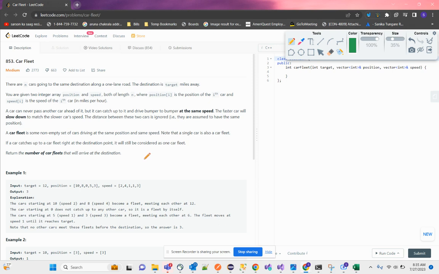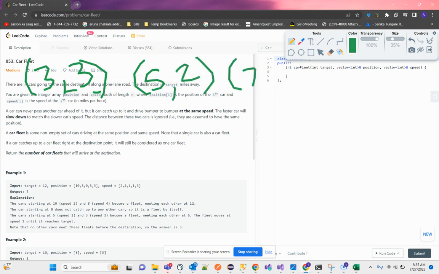To understand this simply, they have given these two arrays, the position array and the speed array. I'm going to combine them into one format. Suppose this is the position and this is the speed, then this is the position, then this is the speed. So this is one combined array which has a position and a speed.